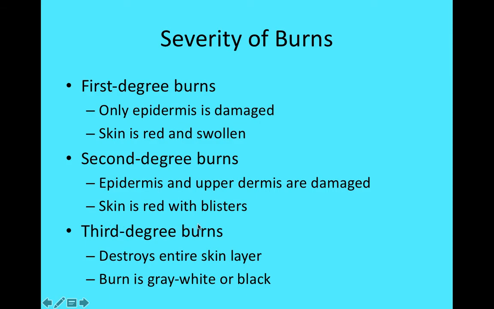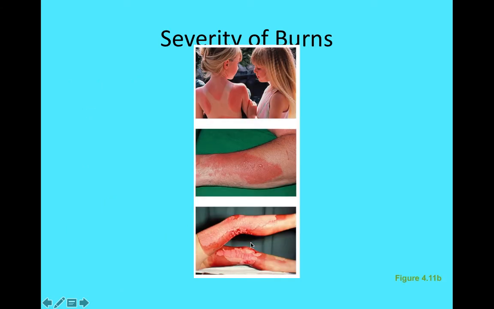And then a third-degree burn is going to destroy the entire skin layer, and it will turn black or white. And a lot of times if you have a really bad burn, you'll have all three of them together. Alright, so now you can see all three types of them. You can see a classic sunburn, which is a first-degree burn. It means that there is pain and swelling and redness, but no blisters. However, you can completely get a second-degree burn from a sunburn. Here's a second-degree burn. You can tell because there are blisters.